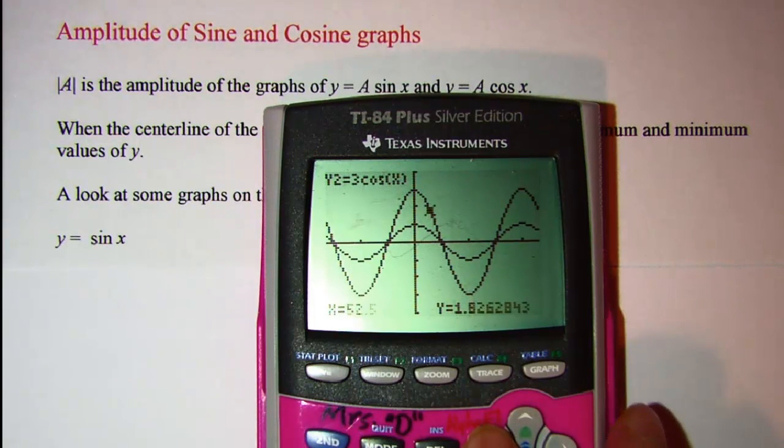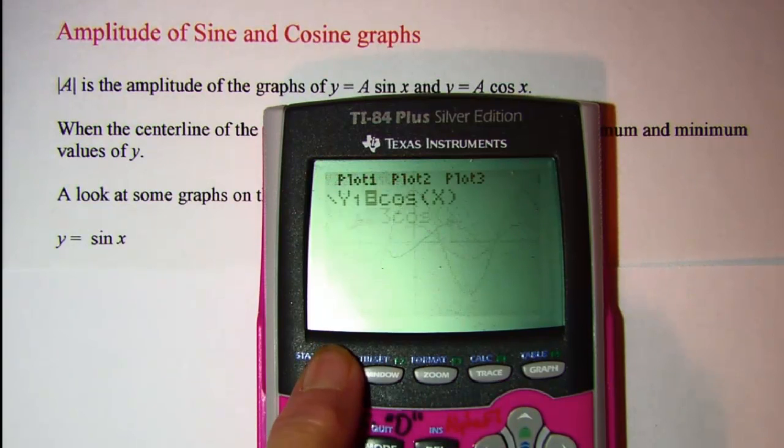And if I trace, I'll start here at the y-axis. When x is 0, when my angle is 0, now my y value is 3 instead of 1. And it'll cross the axis at x equals 90. It'll hit negative 3 when x equals 180. Cross the axis at 270, and then hit positive 3 y value when x equals 360.